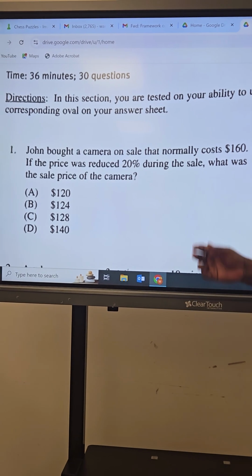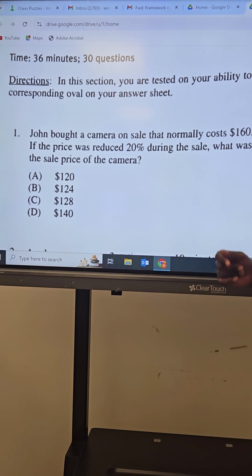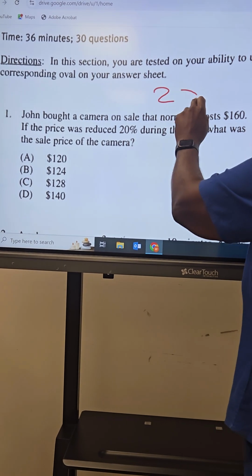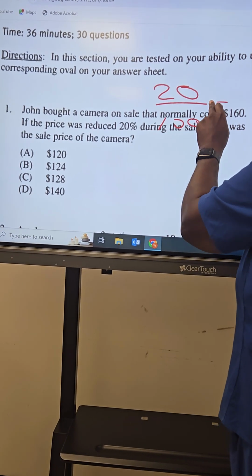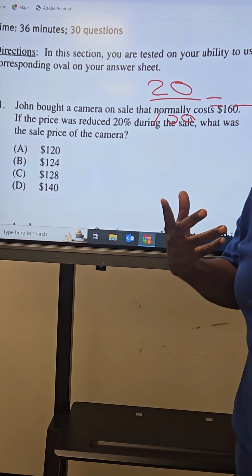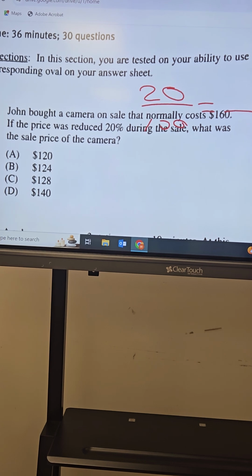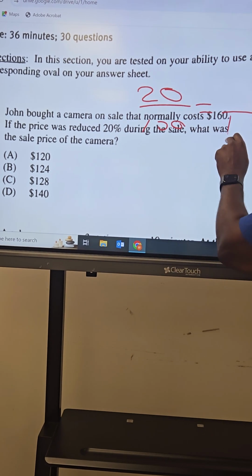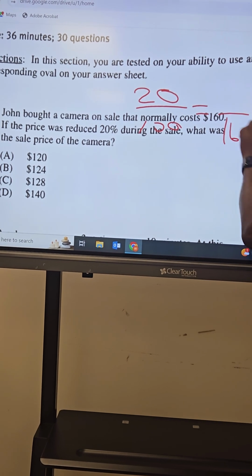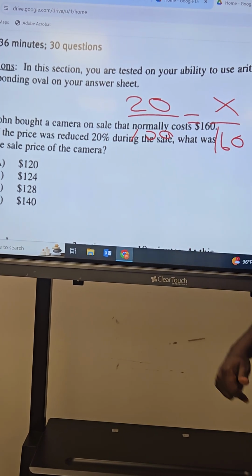Let's set it up. Is this a percentage problem or is this a unit problem? Percentage. 20 over what? 100. Right? 160. Is that the whole amount of money or is that part of the money? That's the whole amount. So, part over whole. We're going to put the whole at the bottom. That's the regular price. There you go. Now, the question asked what? What was the sale price?